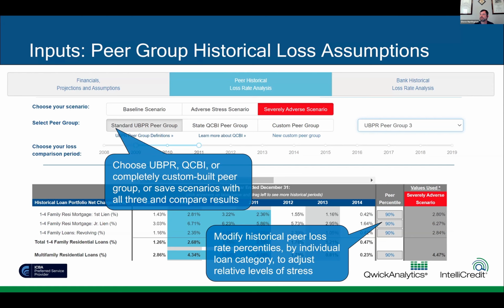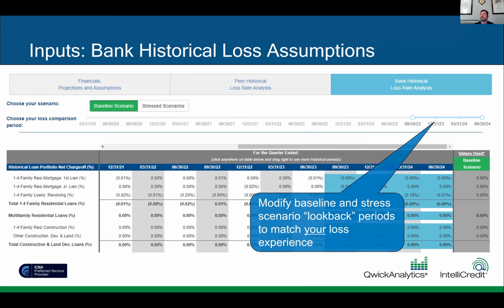On the next slide, you can also customize not only the look back period for your peer group, but also the look back period for your institution, right? When we're running that second test and looking at how bad it got for your particular institution during the last credit cycle, you're going to want to pick the time period where you had the highest losses and the highest reserve levels to use for your stress period.